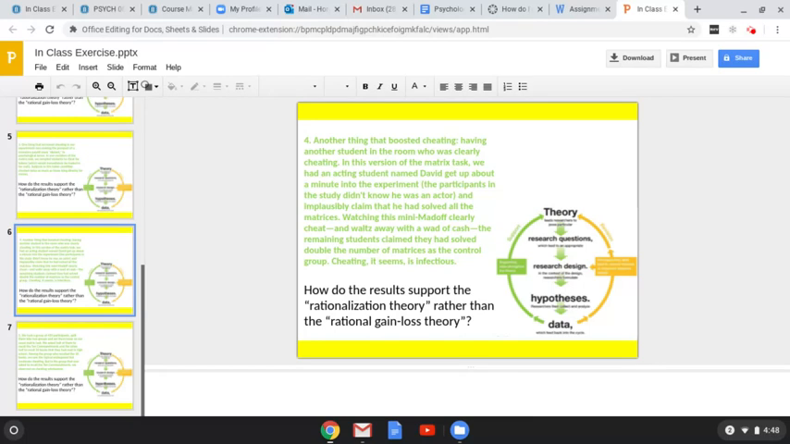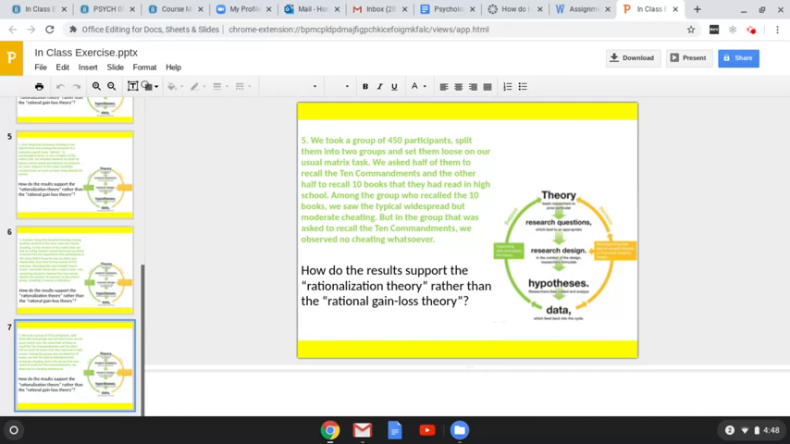And finally, in the last one, we took a group of 450 participants, split them into two groups, so if you don't want to do the math, 225 each, and we set them loose on the usual matrix task. This time there's no control group of just regular, but look at how they split it up. We asked half of them to recall the 10 Commandments, and then the other half to just recall 10 books that they had read in high school. Among the group who recalled 10 books before going in the matrix task, or after, actually, we saw the typical widespread but moderate cheating, somewhere in the 6 to 8 range.